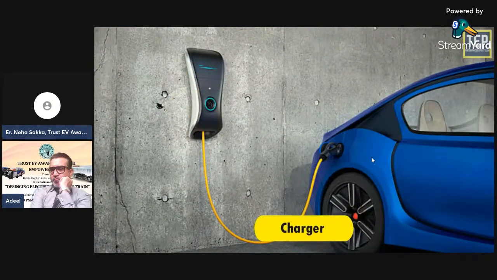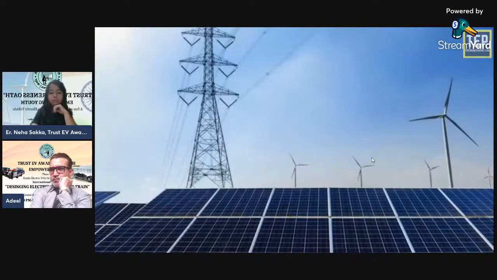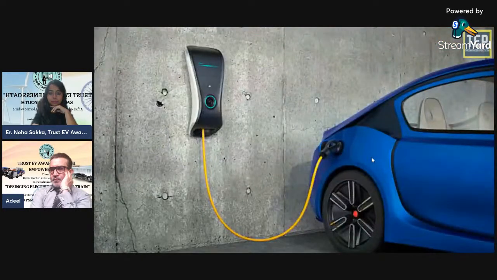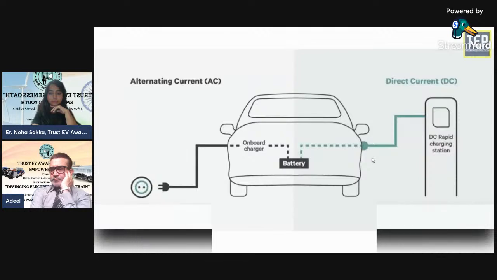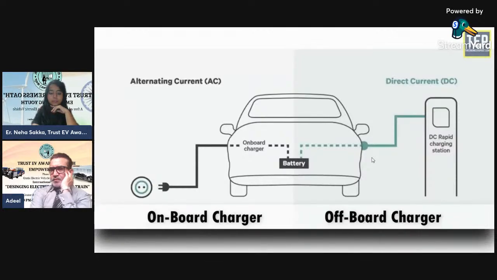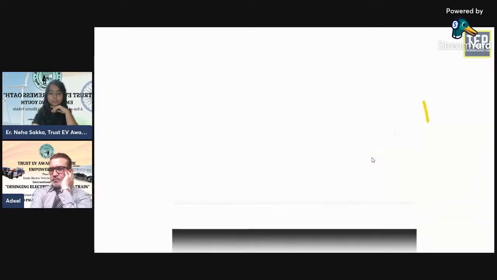Charger is a battery charging device. Chargers get electricity from outside sources, such as the utility grid or solar power plants. There are two types of electric car chargers. On-board charger: this charger is located and installed in the car. Off-board charger: this charger is not located or installed in the car.